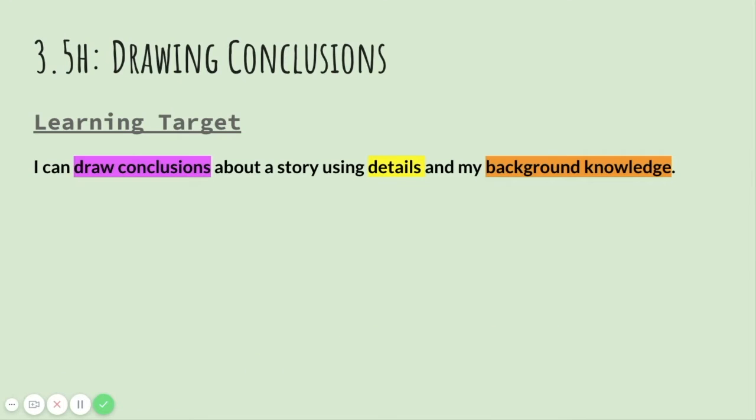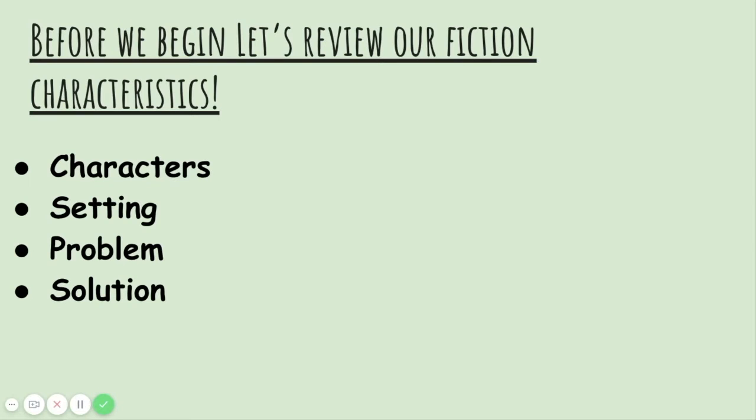Our I can statement for today is: I can draw conclusions about a story using details and my background knowledge. Before we begin, let's review our fiction characteristics. In order for a text to be fiction, it will have characters, a setting, a problem, and a solution.